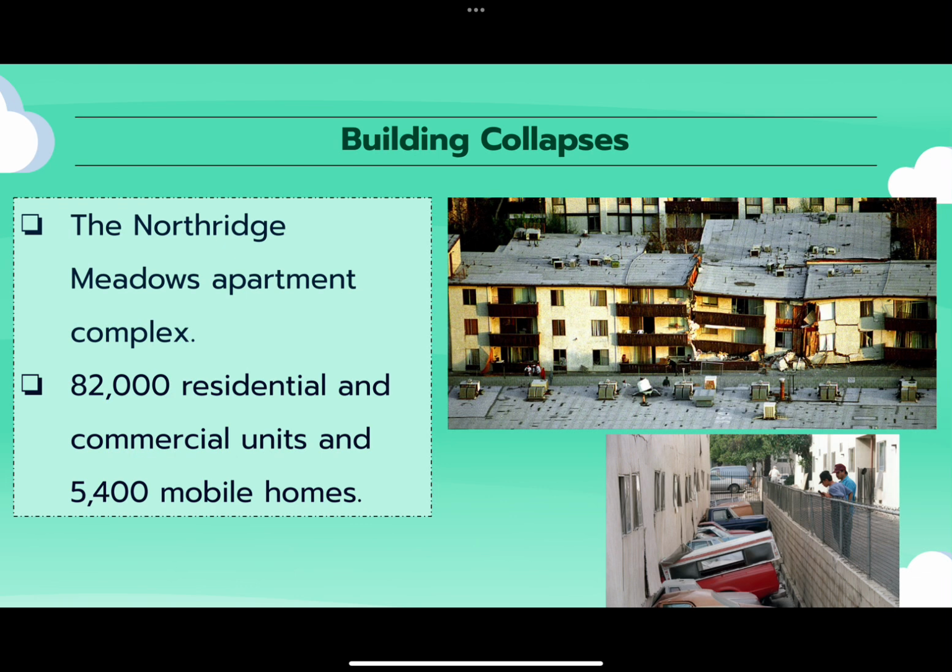This building itself kind of crumbled upon itself, and it resulted in 16 of the 72 fatalities. Not only did that building collapse, though, there were 82,000 residential and commercial units that were completely destroyed after this earthquake, and it left a lot of people displaced and with nowhere to go.